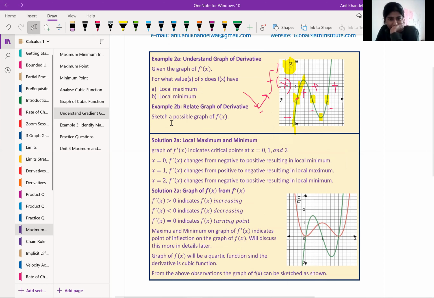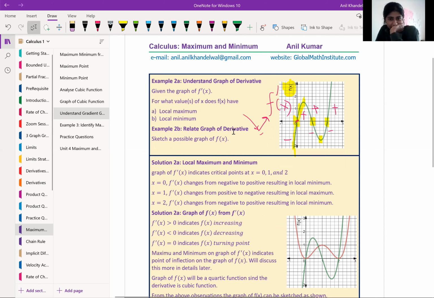Now, I'd like you to read the second part: sketch the possible graph of f of x. So it's a very difficult question. First thing you have to figure out is positive or negative, the maximum, minimum. After that comes the question, which is to sketch the graph of the function. Come on. So you're killing me.